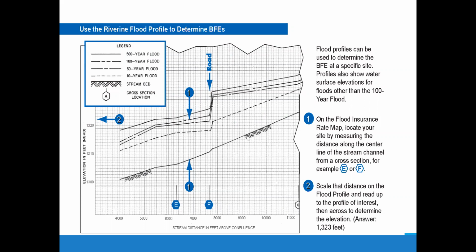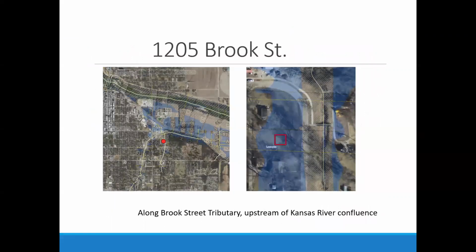So I'm going to go through an example here of how this is done by building my fantasy dream home here in Lawrence. This is 1205 Brook Street. I've put a red square where my building footprint is going to be. And on the left side, you have a zoomed out view of this area, and I have a red dot where approximately the building is. So you can see that this is along Brook Street tributary.